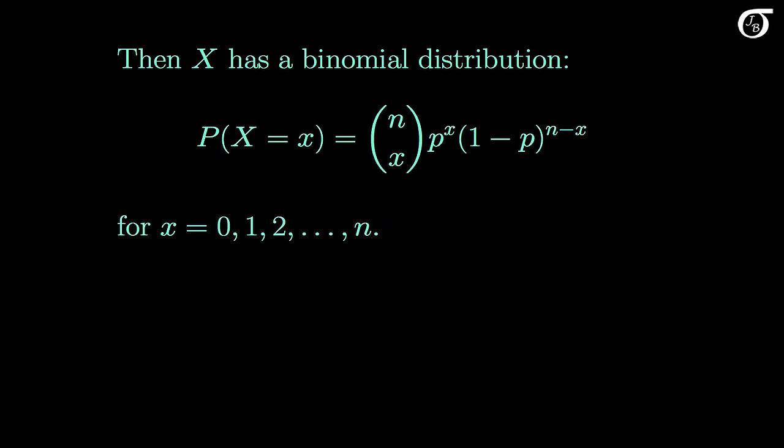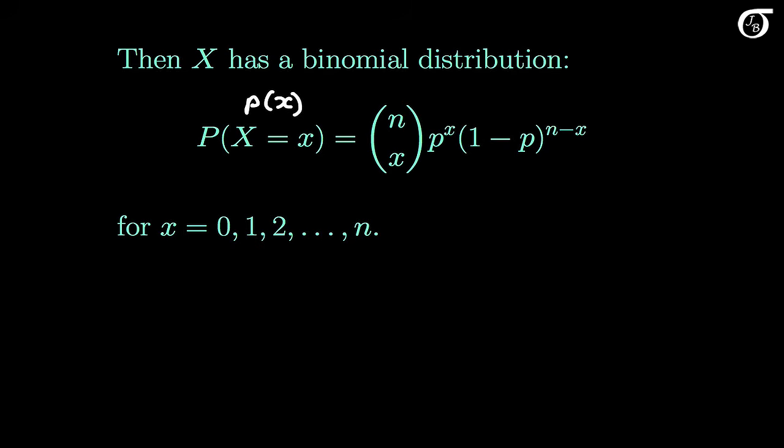Then x has a binomial distribution, with this probability mass function. The probability the random variable x takes on the value little x, which I'll sometimes write as p of little x, is the probability we get little x successes in n trials. That is the probability of success, p, raised to the number of successes, x, times 1 minus p, the probability of failure, raised to the number of failures, which is n minus x. We multiply that by the number of ways we can get x successes in n trials, which is n choose x. But I'm going to break that down in a little more detail in a moment.